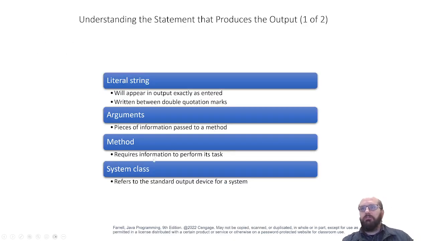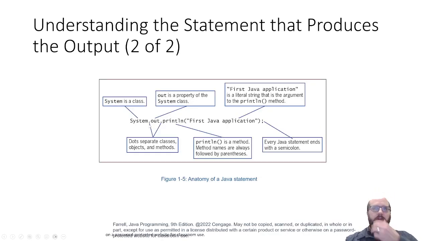A method requires information to perform its task, and the System class itself is the standard output or input device for a system. So here we have this explained. System is a class, out is a property of the System class, println is the method, and these dots separate classes, objects, and methods. Every Java statement ends with a semicolon. Method headers do not end with a semicolon. We'll talk about that more in a second. But first Java application is a literal string that is the argument to this method called println.